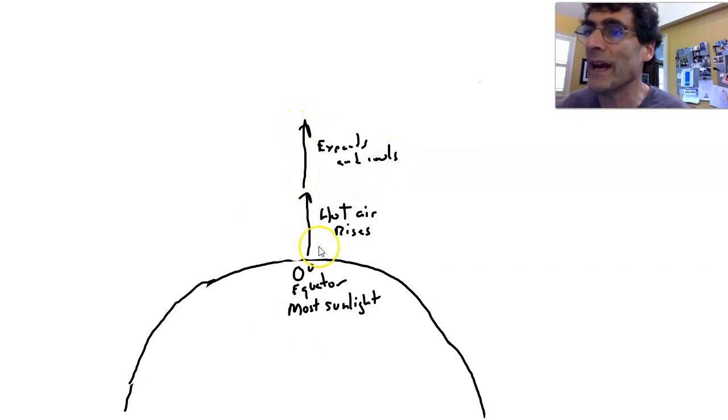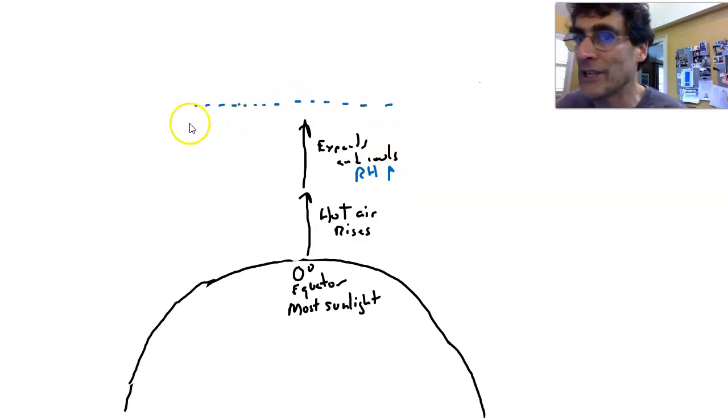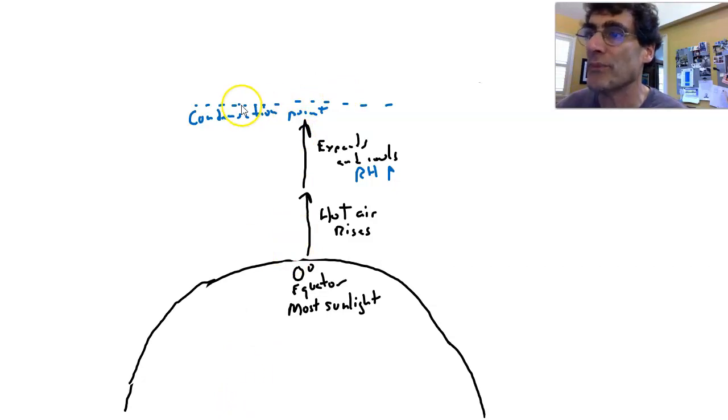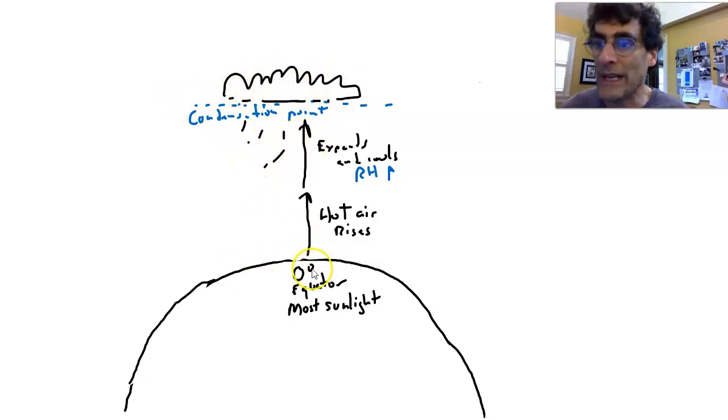So this is exactly the same drawing we drew before. At some point, as the air is going up, you have the RH increasing until you hit that magic level here. This is the condensation point. You can also call it the saturation point, or the dew point. And we know that when we get to the saturation point, we get clouds, and we get rain. And that's why it rains at the equator, because we have all that hot air moving up.